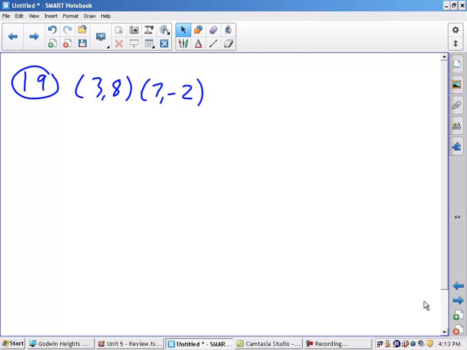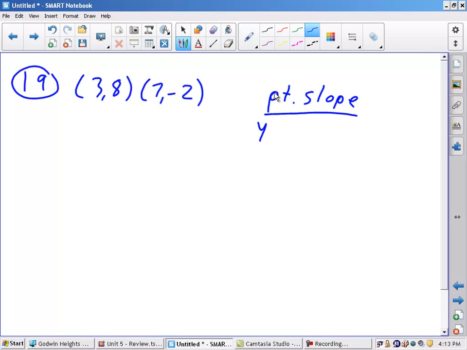So what we need to do, first of all, is realize that if I'm going to use point slope form, I need to write that down and know what I need to find. So point slope form is y minus y1 equals m times x minus x1. And I'm going to need an m, which is my slope, and an x1, y1, which is a point.